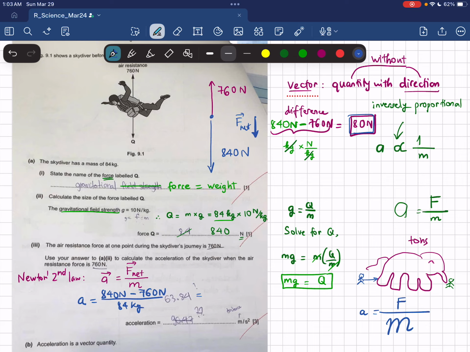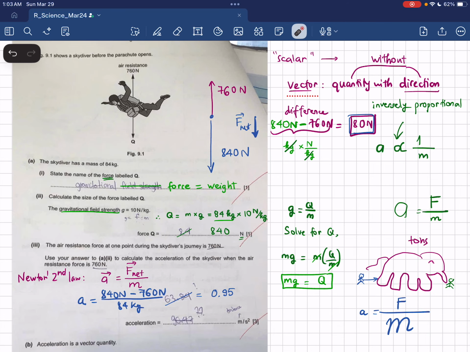So I think from here we can use the calculator. Let's double check with the calculator. 840 minus 760 divided by 84. I got 20 over 21. If we round it up, it's about 0.95. Okay, I will just take two significant figures because this one has two significant figures, this one also has two, so we should be good with the fewest number of significant figures for division, which is 0.95. So what is the unit now?